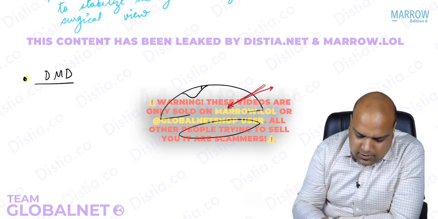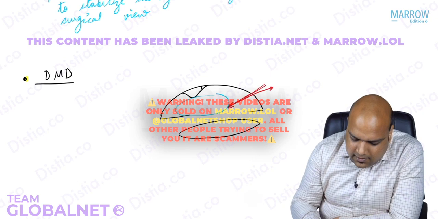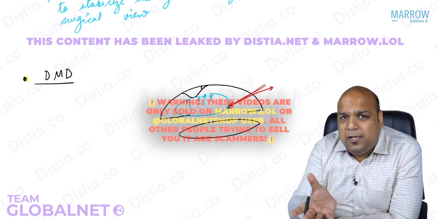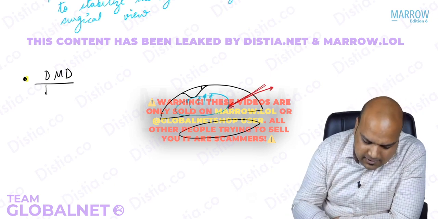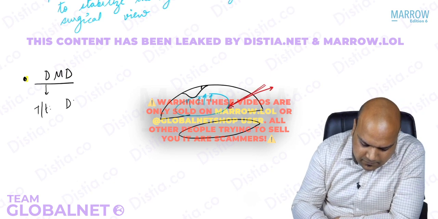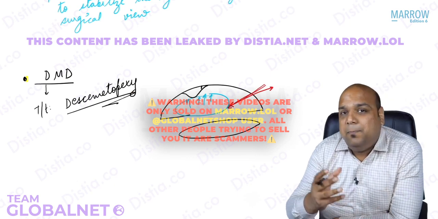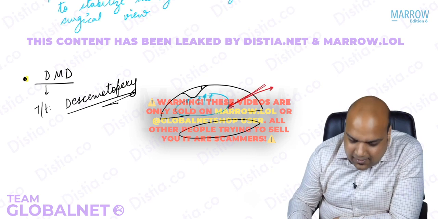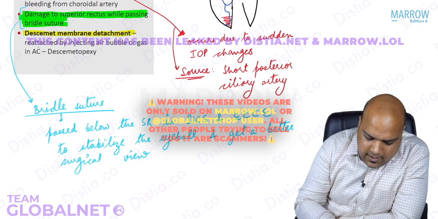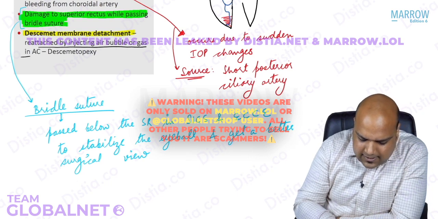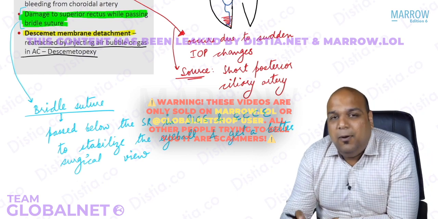So for this, what is the solution? We inject an air bubble. This air bubble will push everybody, the Descemet's membrane, up, and slowly it will reattach if you are lucky. Yes. So Descemet's membrane detachment, what is the treatment? Descemetopexy. So basically we are reattaching the Descemet's membrane by the help of an air bubble, and that is what is written here. Reattached by injecting air bubble or gas in anterior chamber, known as descemetopexy.